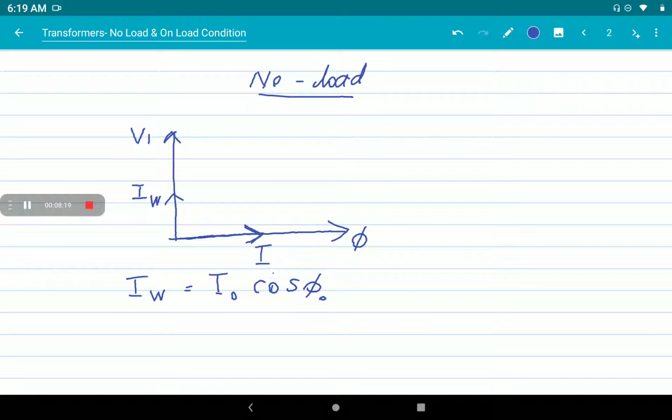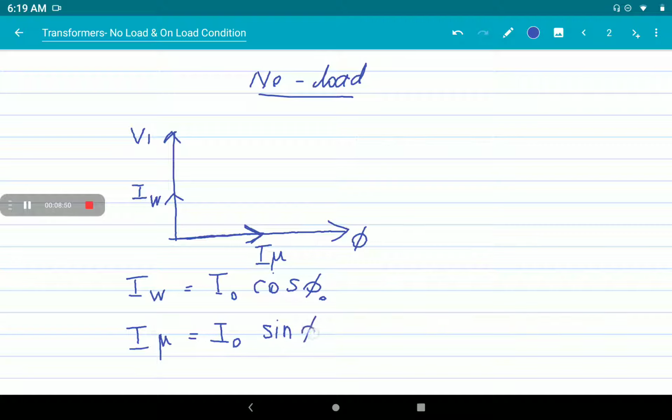And one component is in quadrature with V1, which is known as the magnetizing component. It is represented as I mu. Its function is to magnetize the core, that means to sustain or maintain the alternating flux in the core. So it is a purely reactive component. I mu will always be perpendicular to V1 and we can represent it as I0 sin phi 0.